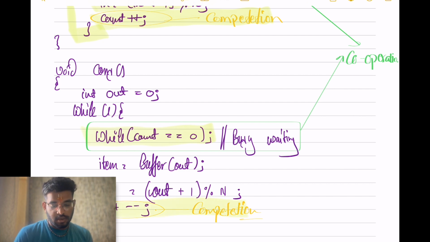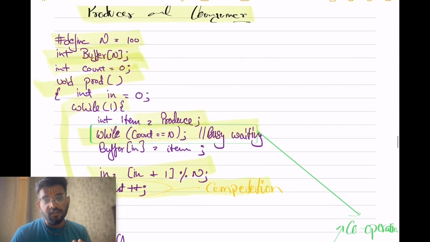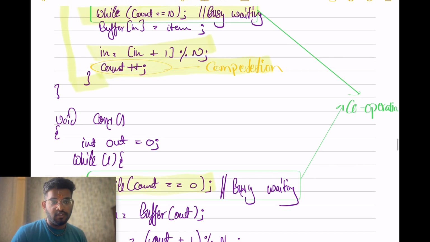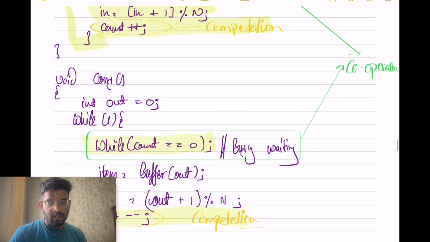So both the producer and consumer are competing for one variable, which is count. The producer wants to increase it while the consumer wants to decrease it. If we do not have synchronization in these two tasks, then the actual value of count may be false.